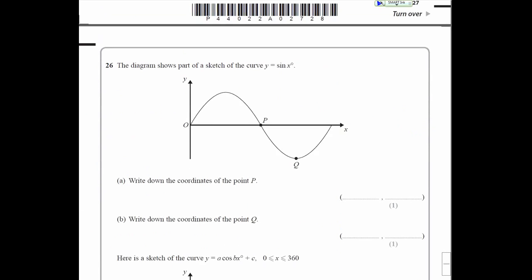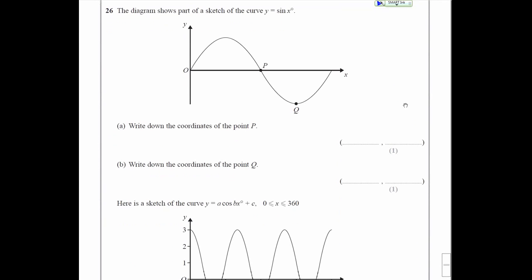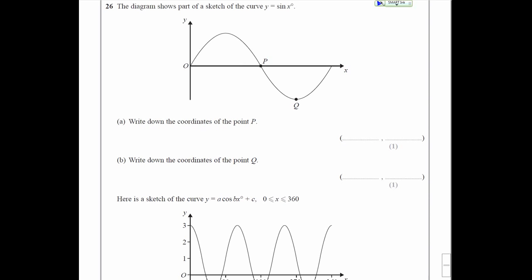Question 26. Diagram shows part of a sketch of the curve y equals sine x. Write down the coordinates of the point P. Okay, point P, you can see it here, and you need to know where that happens. Okay, you need to learn the sine graph and the cosine graph. I show all my A-level students how to remember which is which. So just before we do the question, let me show you.